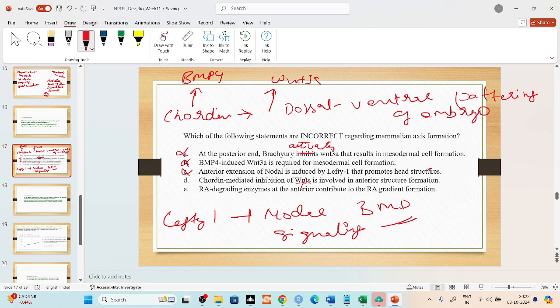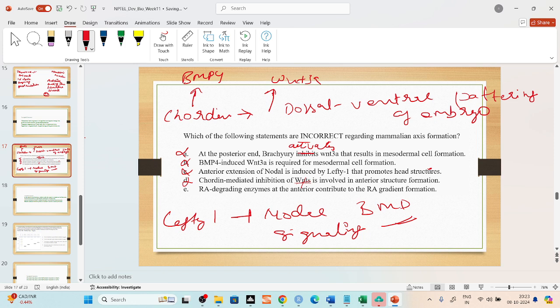So, chordin is crucial for hair development, that is fine, but it does so by inhibiting the BMP pathway and not the Wnt pathway. So, this statement again becomes incorrect. Then, RA degrading enzymes at the anterior contribute to the RA gradient formation.